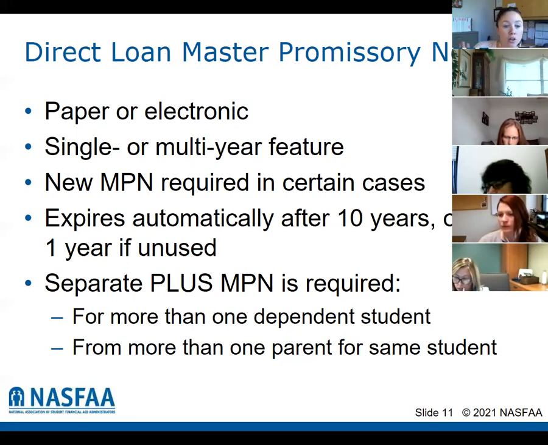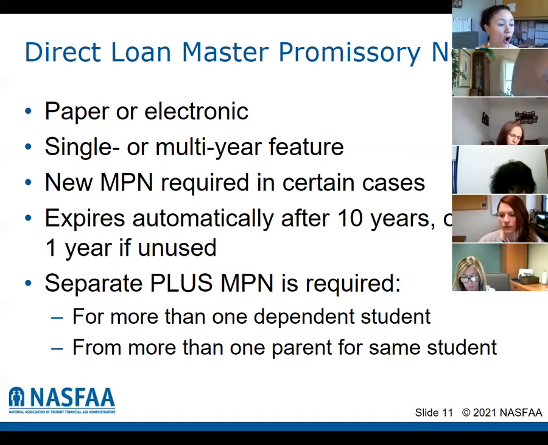You can have promissory notes be good for only 1 year, or they can be good for multiple years. That's typically what schools opt into. So typically a master promissory note gets created, gets signed by the student electronically. Once a loan links to a promissory note, that promissory note is now good to go for 10 years. It's an open note.